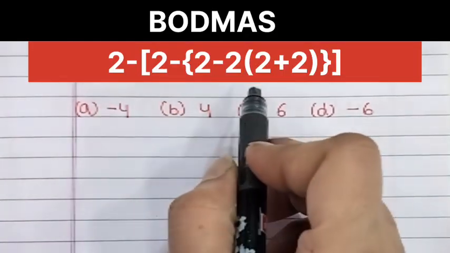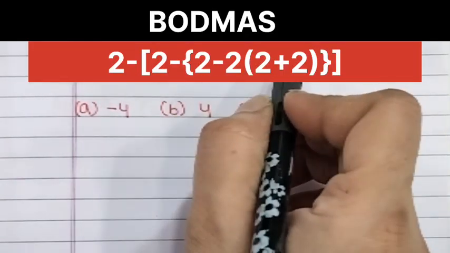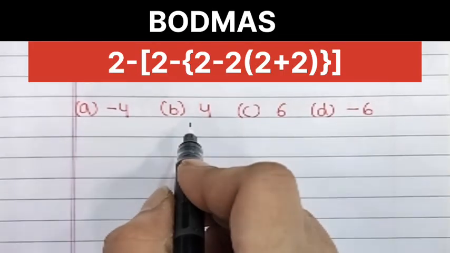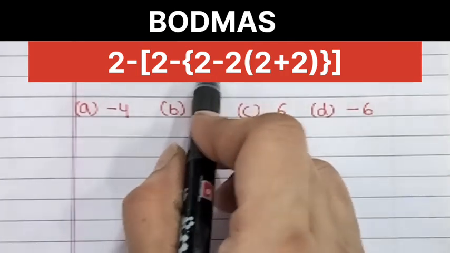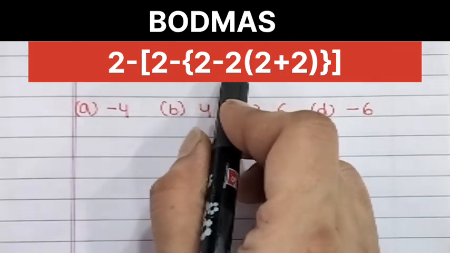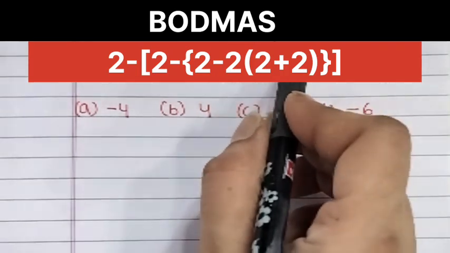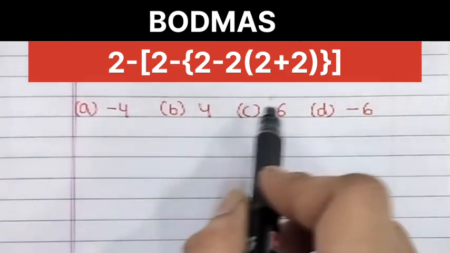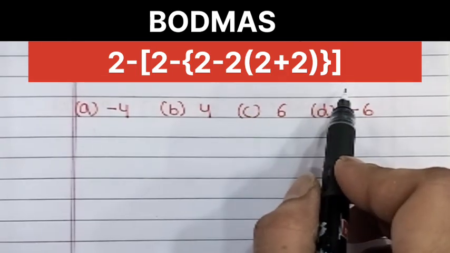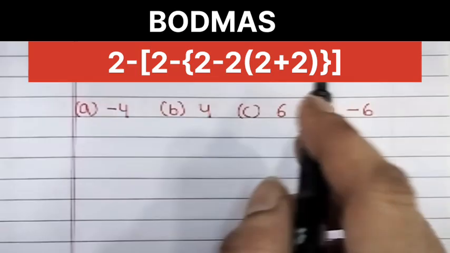Friends, now to solve this expression, we follow the BODMAS rule, which dictates the order of operations: brackets, order, parts and roots, division, multiplication, addition and subtraction. Now here is the expression and we'll break it down with a step-by-step solution.